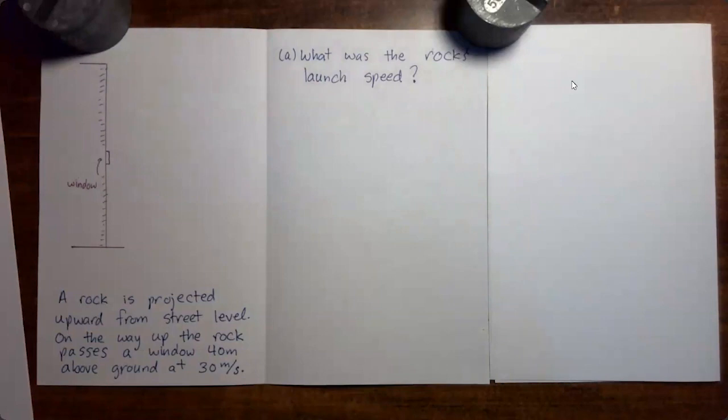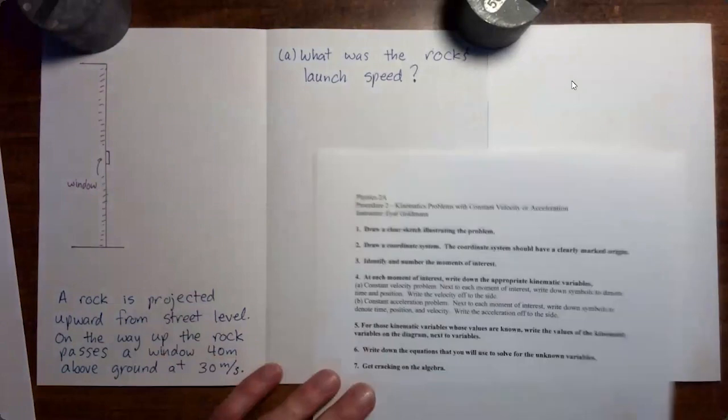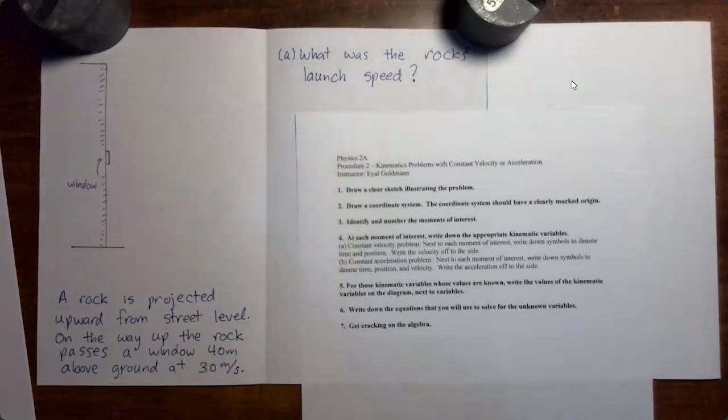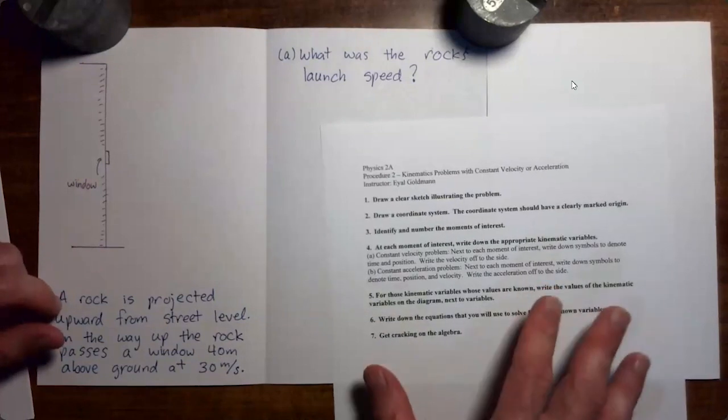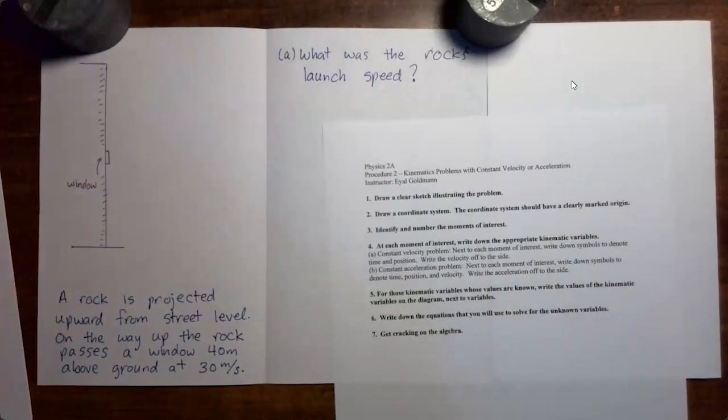In this video, we're going to do our first example problem involving free falling motion. And we're going to be using the same kinematics handout that we used in some of the earlier videos, namely this one right here. So let's look at the problem, and then we will dive into using the handout to guide us through the solution.